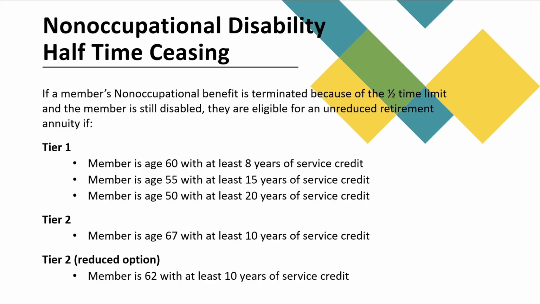They're eligible by default of the retirement eligibility rules. But if a member is 55 with at least 15 years of service credit, they would not normally be eligible to retire just yet, but coming off a non-OC disability claim due to their half-time ceasing, they would be allowed to retire with no reduction applied to their pension benefit. Those rules apply again if the member is only age 50 with at least 20 years of service credit.